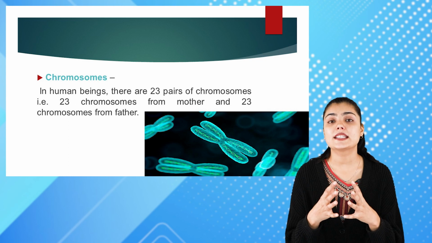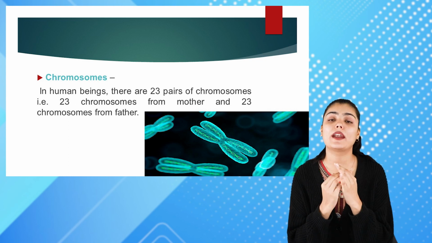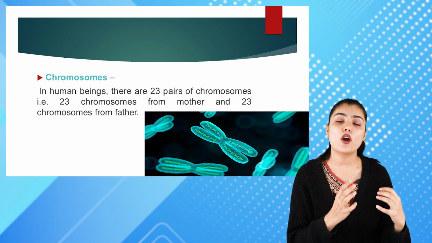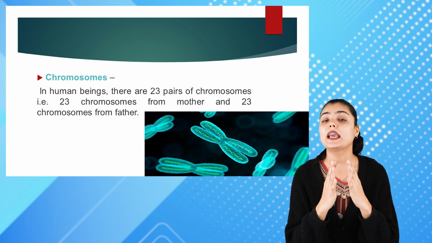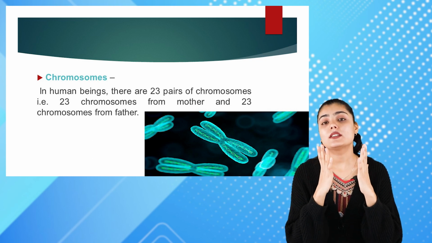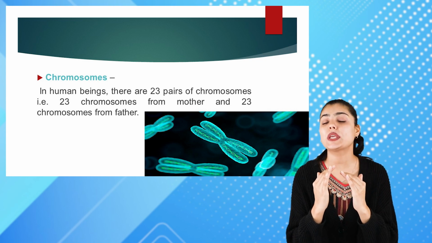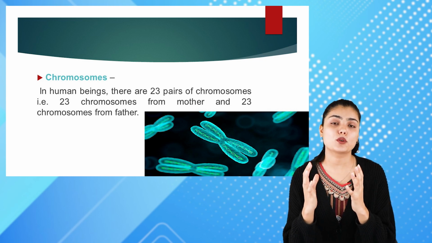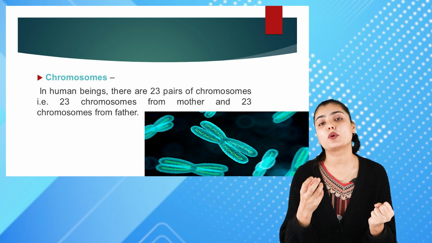So let us first understand what chromosomes are. In human beings, as we know, there are 23 pairs of chromosomes, which is 23 from each parent: 23 from the father and 23 from the mother. So there are 23 pairs of chromosomes in any human body, 23 from the mother's side and 23 from the father's side.